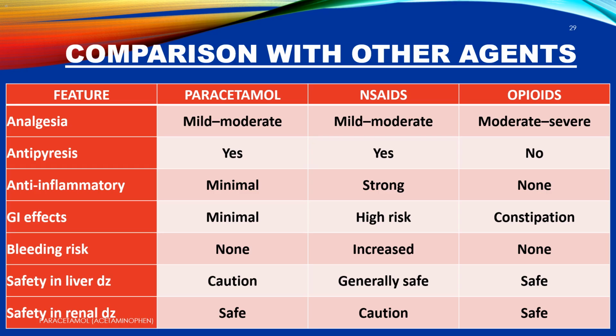Safety in liver disease. Paracetamol should be used with caution, as it can cause liver damage in overdose or with prolonged use. NSAIDs are generally safe, but may require caution in certain liver conditions. Opioids are generally safe, but may require dose adjustment in liver disease. Safety in renal disease. Paracetamol is safe for use in renal disease, but may require dose adjustment in severe cases.